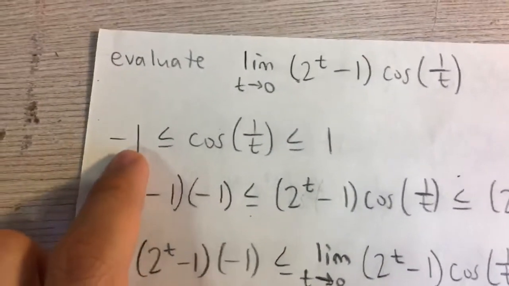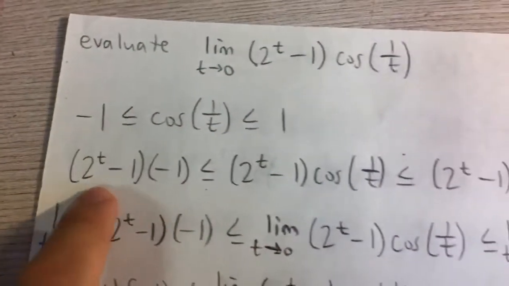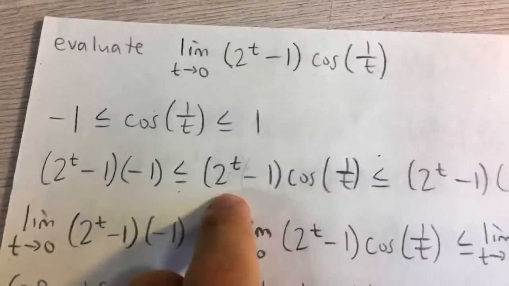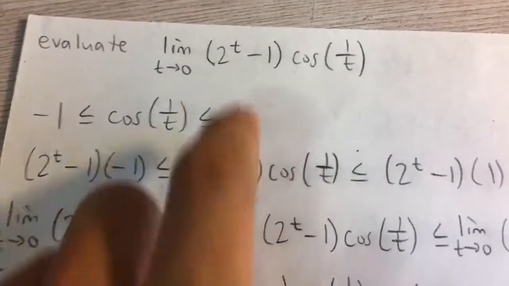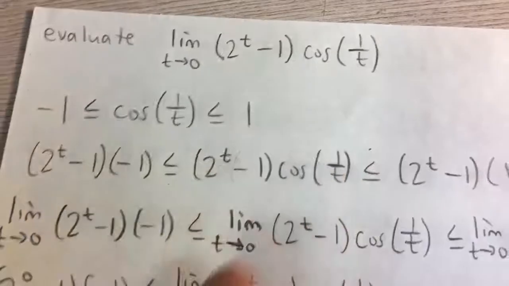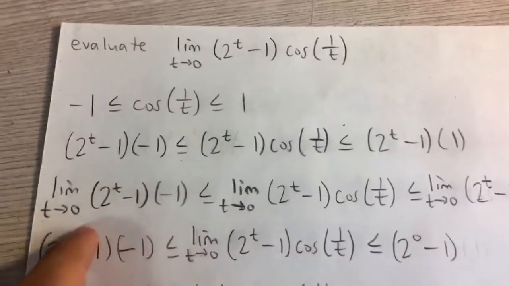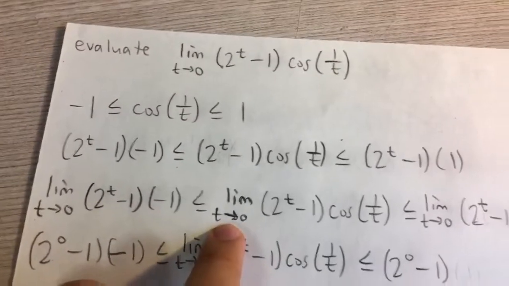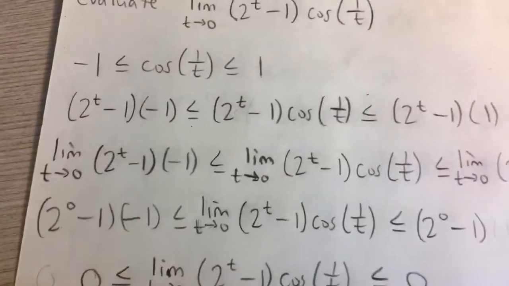And so how we're going to do this is first let's multiply all parts of the inequality by 2 to the t minus 1. So I did it here, I did it here, and I did it here. And now the reason we did that is so this middle part is the limit we're trying to find right here. So now what we do is we take the limit of each part of the inequality. So you can see I just add the limit sign as t approaches 0. And of course the 1 kind of just disappears here.